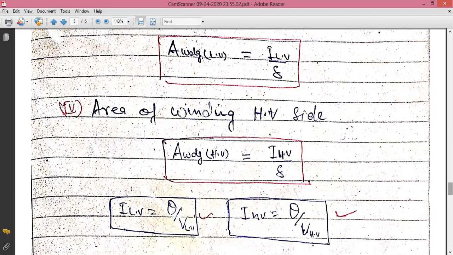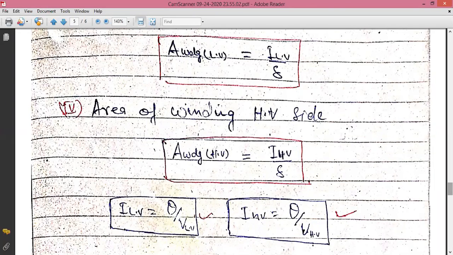When you calculate ILV, the formula will be Q upon VLV. Now the question is, Q is in kVA and V is in volt. Again, I can repeat, Q is in kVA, that is kilovolt, and voltage is in volt. So that means you have to convert Q into volt. So here you have to multiply by 10 raised to power 3. For example, in this particular case, your Q will be 5 kVA.